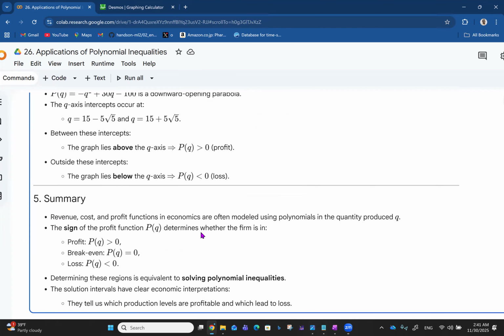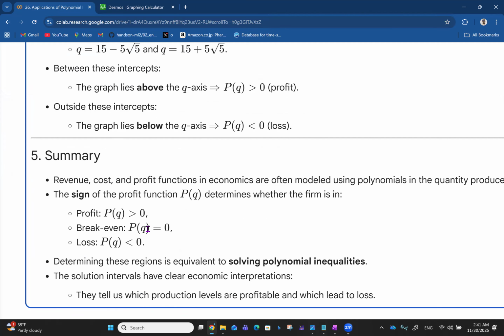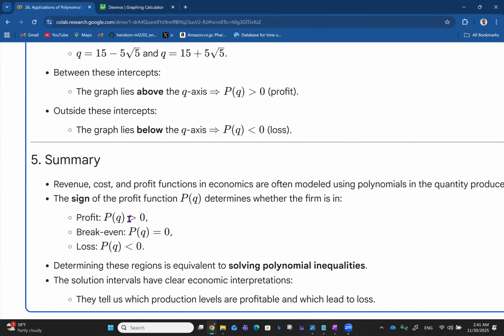So, in summary, revenue, cost, and profit functions in economics are often modeled using polynomials in the quantity produced Q. The sign of the profit function P of Q determines whether the firm is in profit, that's P of Q greater than 0, or at break-even, that's P of Q equals 0, or in loss, P of Q less than 0. Determining these regions is equivalent to solving polynomial inequalities.